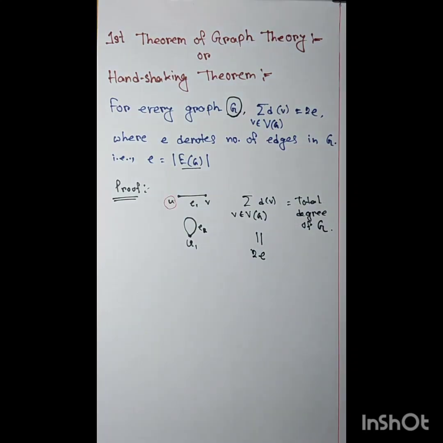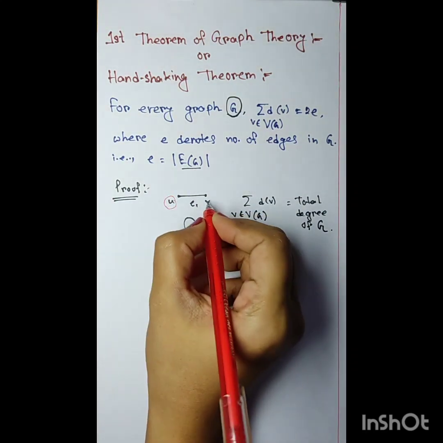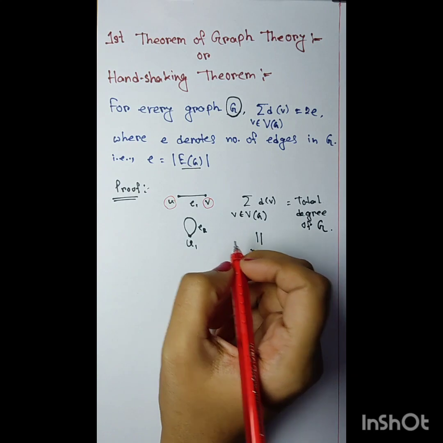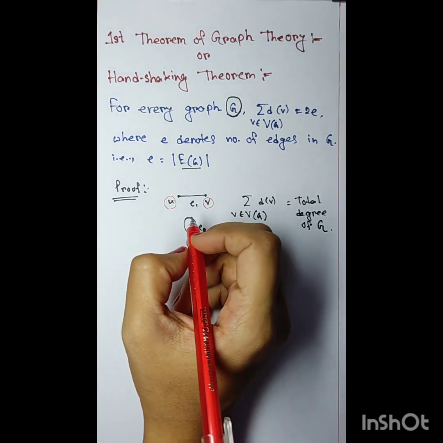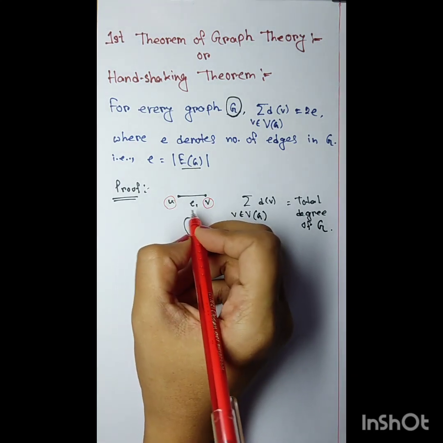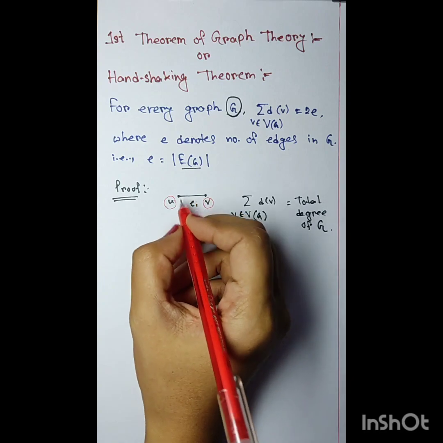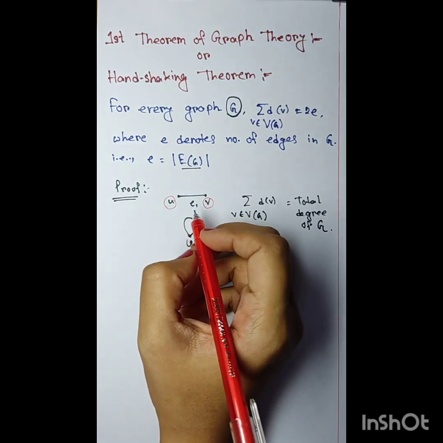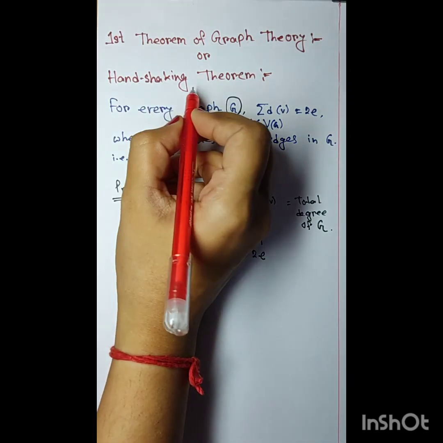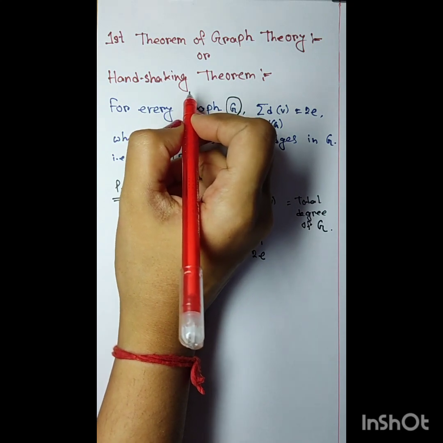If we consider U and V to be two persons, then we can think of these two persons as handshaking, and that gives us the edge E1. That is how the name Handshaking Theorem comes into the picture.